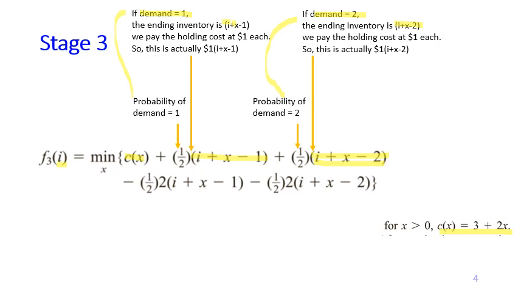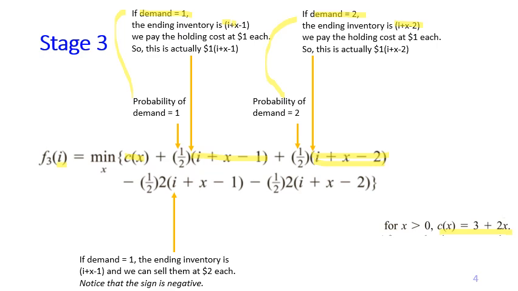Similarly, for the salvage value that we obtain from selling our ending inventory, if the demand is 1, the ending inventory again is I plus x minus 1, and we can sell them at $2 each. Notice that the sign is negative because when we sell our ending inventory, we obtain money. Okay, so the sign is negative. If it is the cost, the sign is positive because we would like to minimize the cost. So anything related to cost has the positive sign. Anything related to revenue has the negative sign.